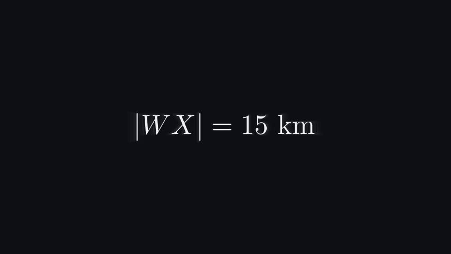The question says W is 15 kilometers from X. This is the straight line distance from W to the top of the pole. So we draw the slant line, WX, and we label its length as 15 kilometers. Notice carefully, length of WX is not a horizontal distance. It is a slant distance. The question says the angle of elevation of the top, X, from W is 60 degrees. An angle of elevation is measured upward from the horizontal ground line. So the angle between the horizontal line, WZ, and the line of sight, WX, is 60 degrees.